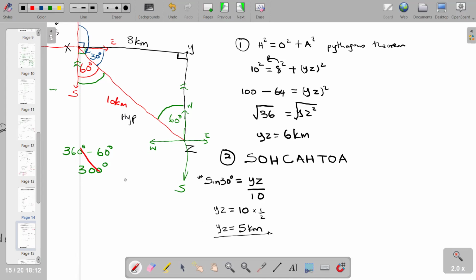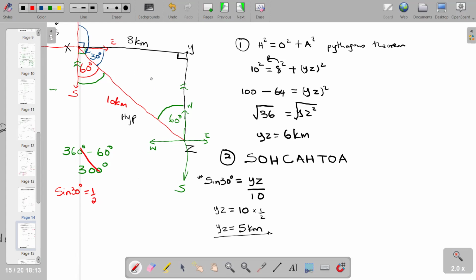You have to know this. Sine 30, these are special ratios. Sine 30, you are supposed to know that by heart. So sine 30, you have to know that that one is half. You are supposed to always know that by heart. You are not supposed to be using the calculator because the question said you don't use the calculator. Then we go to number.